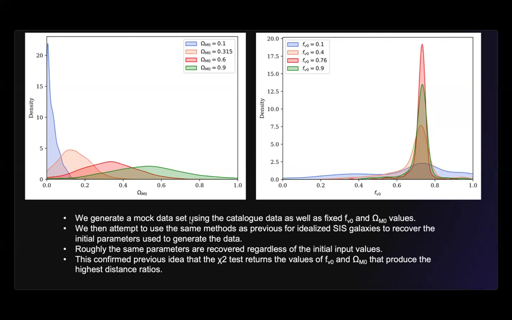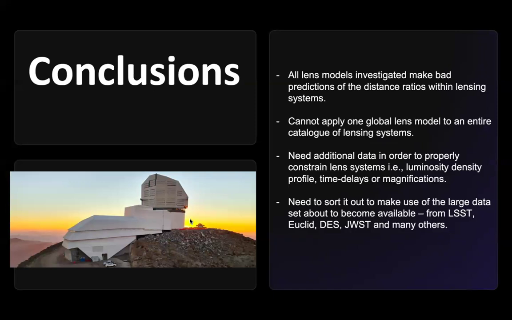And so this got me thinking, yeah, this makes sense. It's just returning the values of f_v0 and Omega_m0 that produce the highest distance ratio. It's trying to accommodate those impossible values that it can never really fit to. So in conclusion, all the lens models I investigated made bad predictions for distance ratios within lens systems. It didn't matter what power law model I used, I would always get some systems that were poorly described by these models. And that's a consequence of it being a power law and being inverse to my velocity dispersion.